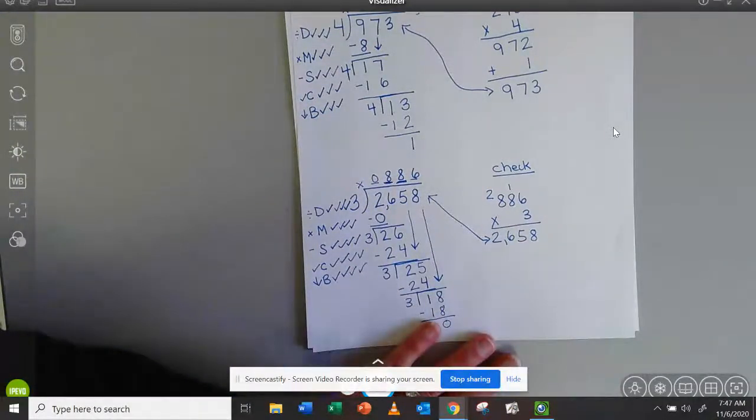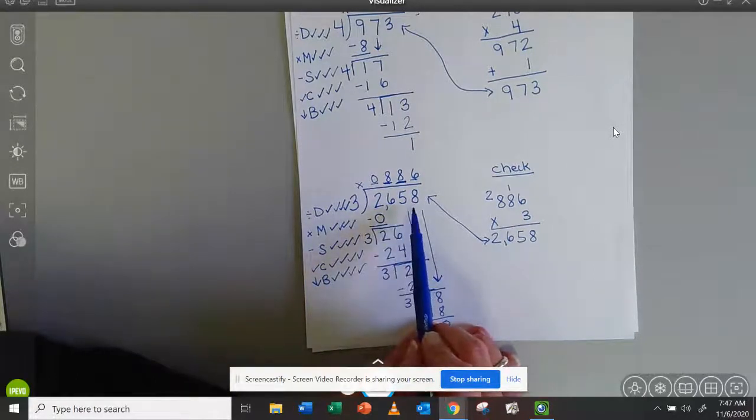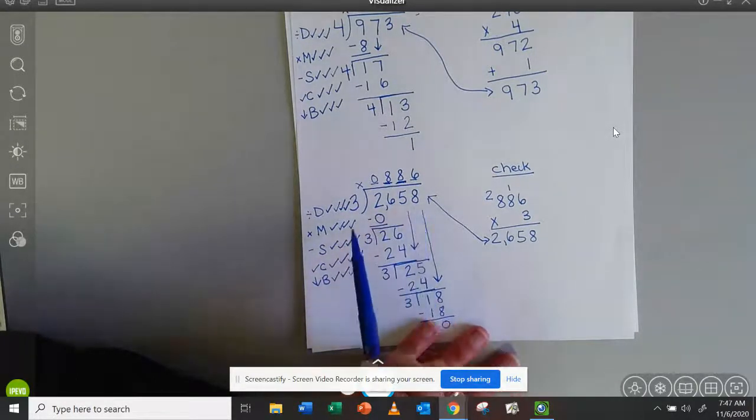Now, what this means is if I had 2,658, let's say, cookies, and I was putting them into bags of 3, dividing them up into bags of 3, I would have 886 bags and there would be nothing left over.